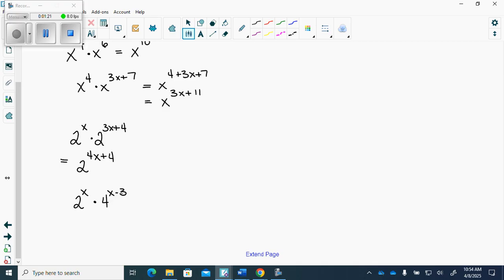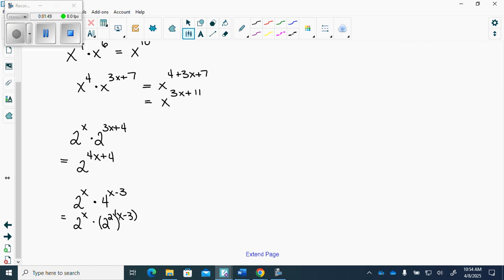Can I put them together? They're not the same base. Can I make one of them be the base of the other? You're always going to make them be smaller, not bigger. So I'm going to make 4 be base 2. 2 to what power is 4? 2 to the 2. So I can rewrite this as 2 to the x times, and 4 would be 2 to the 2 x minus 3.